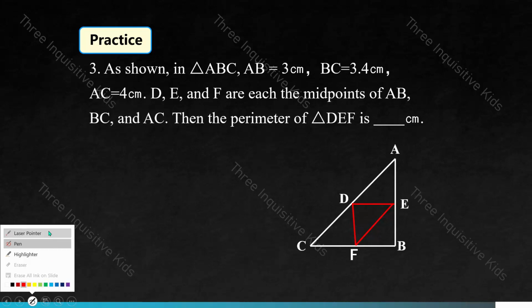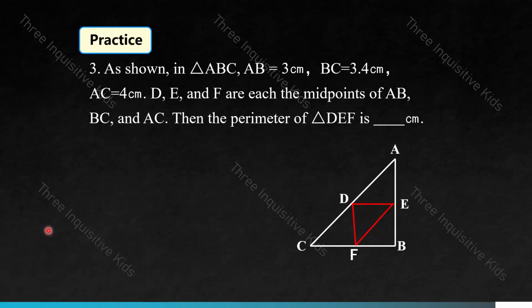As shown in triangle ABC, AB is equal to 3 centimeters, BC is equal to 3.4 centimeters, and AC is equal to 4 centimeters. D, E, and F are each the midpoints of AB, BC, and AC. Then the perimeter of triangle DEF is blank centimeters.